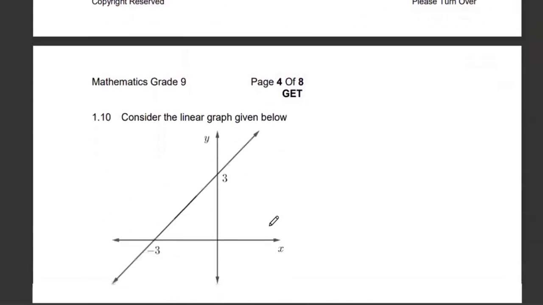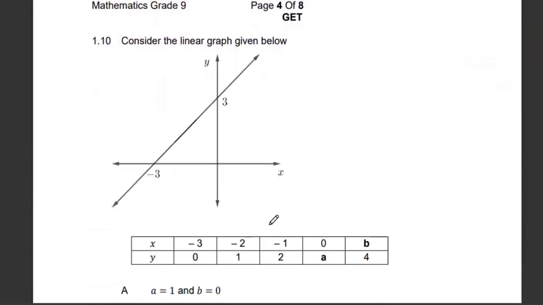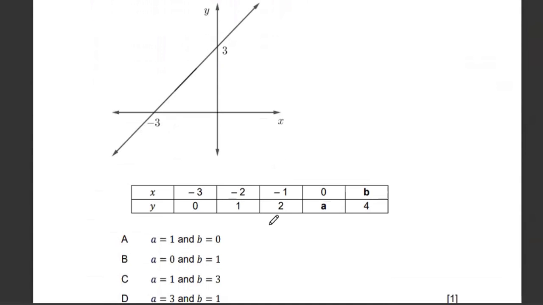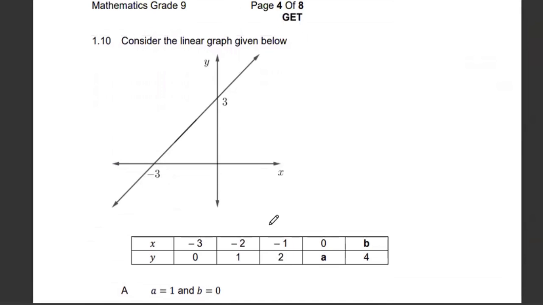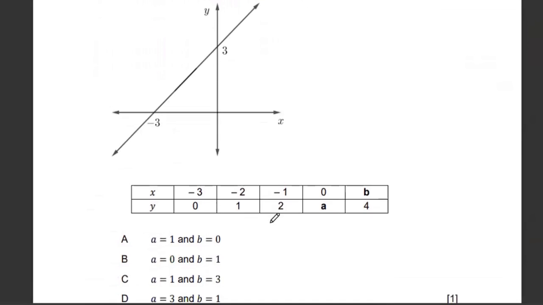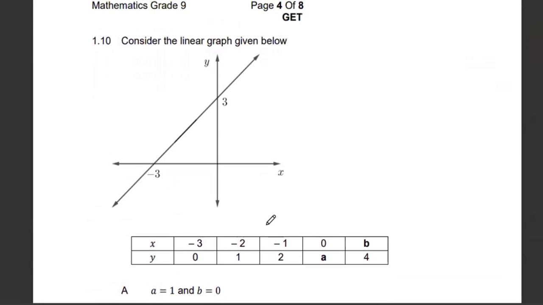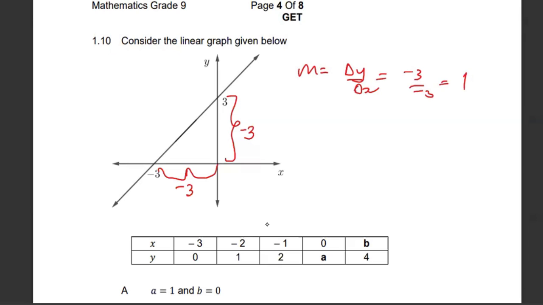Okay, then lastly, with the multiple choice, consider the linear graph. We must find the missing values. Okay, so we don't necessarily, or we can anyway, find the equation first of all. That's one way. So the change in y is going to be a negative 3, and the change in x is also going to be a negative 3, meaning that my gradient is the change in y over change in x. So negative 3 over negative 3 is going to be a 1.